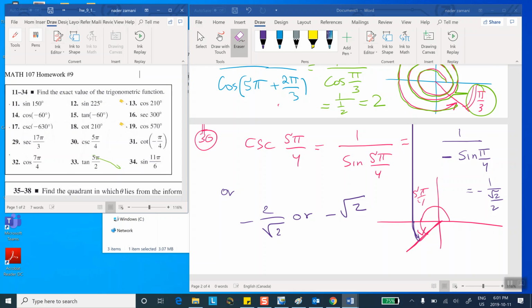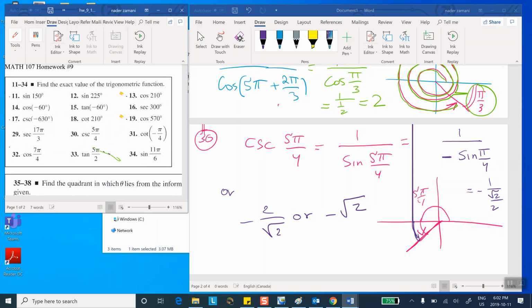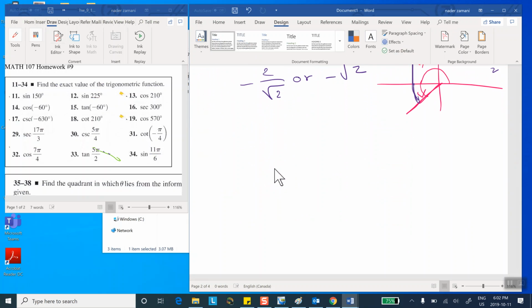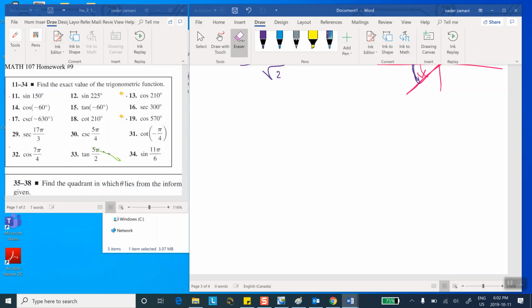Okay, so let me go ahead and do a bit of cleanup here. Let's do number 34. Not 34, 31, right? Yeah, 31. Number 31, which is cotangent of minus pi over 4. Let me remind you quickly that tangent and cotangent, and by the way, so is sine.